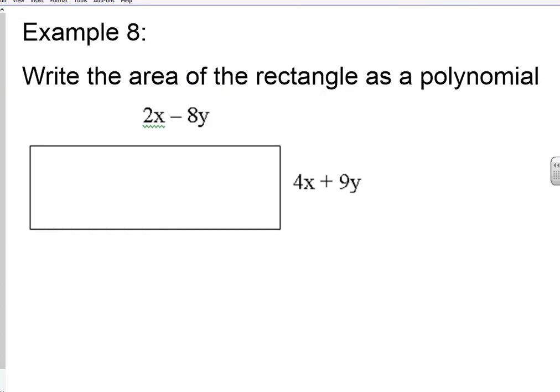Pause the video now as you try this example 8. Press play to go over your answer.